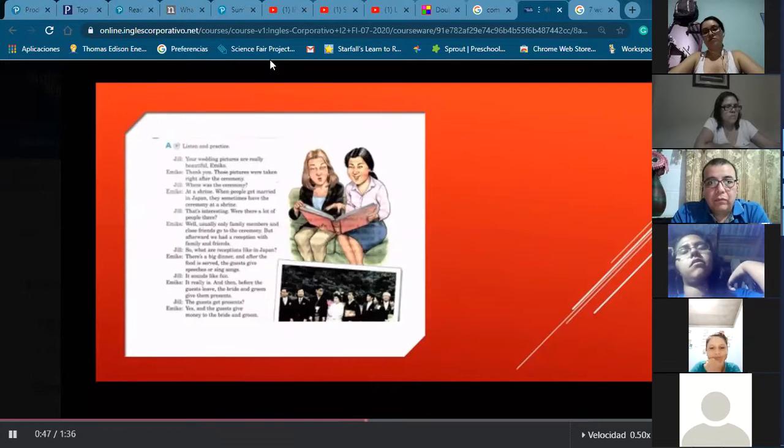So, what are receptions like in Japan? There's a big dinner, and after the food is served, the guests give speeches or sing songs. It sounds like fun. It really is. And then, before the guests leave, the bride and groom give them presents. The guests get presents? Yes. And the guests give money to the bride and groom.